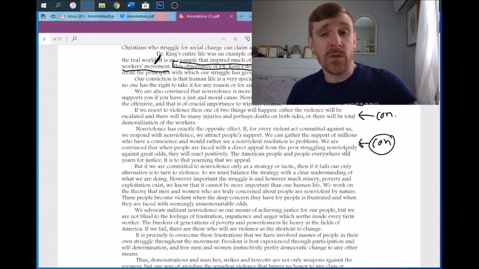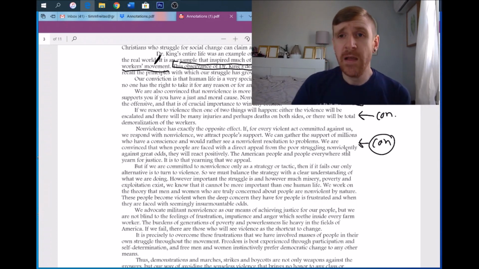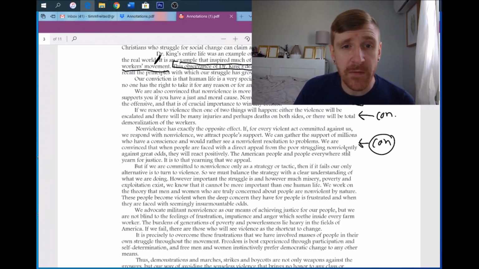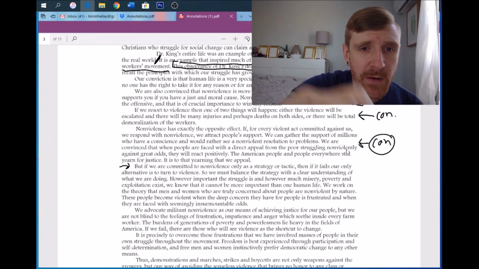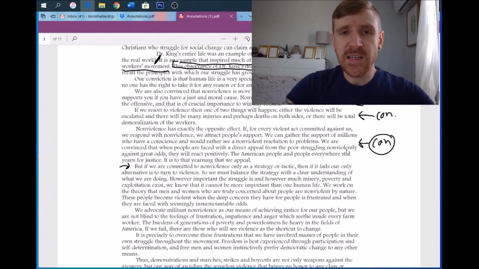And that's going to lead to a really strong topic sentence when they put their evidence in, and then we say, okay, how does that confirm the power of nonviolence? Anyway, as we continue here, it says, but if we are committed to nonviolence only as a strategy or tactic, then if it fails, our alternative is to turn to violence. Now, what's really nice about this little moment here is that he's anticipating almost an element of refutation here.